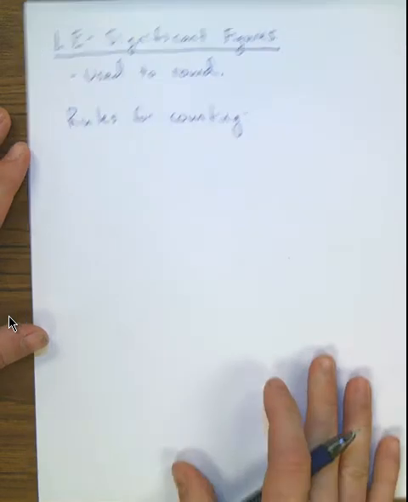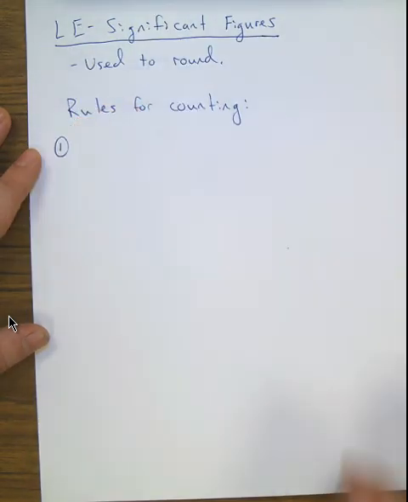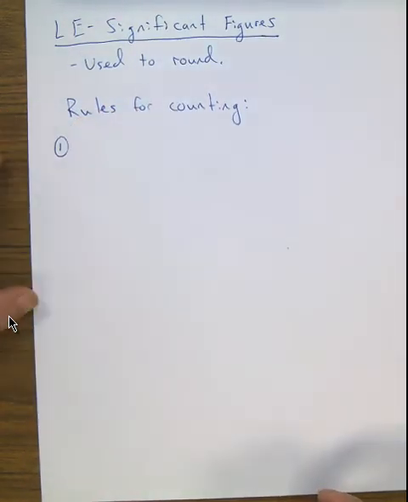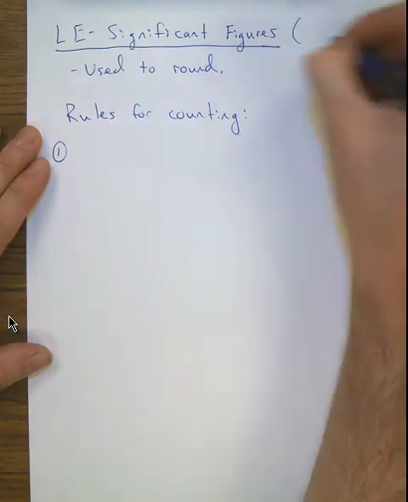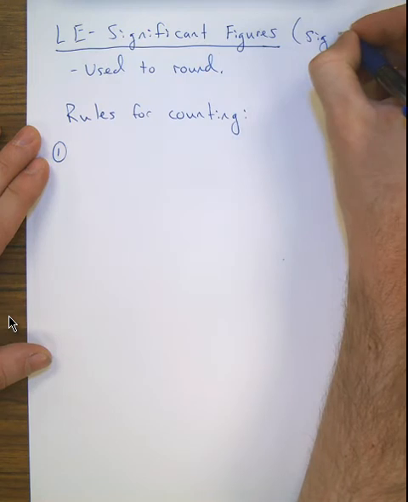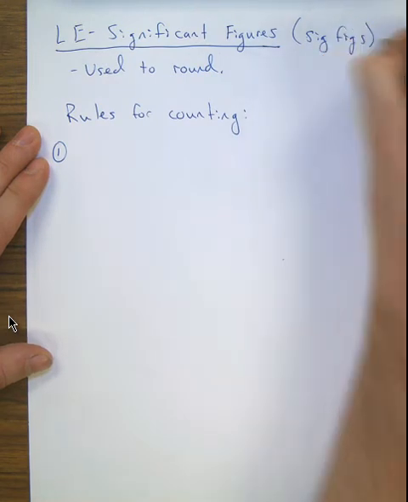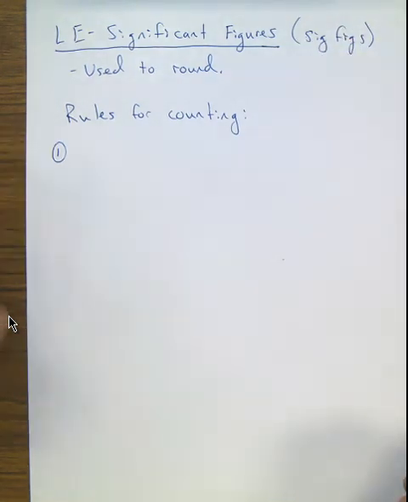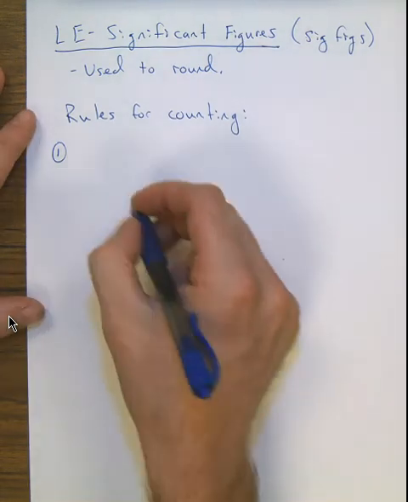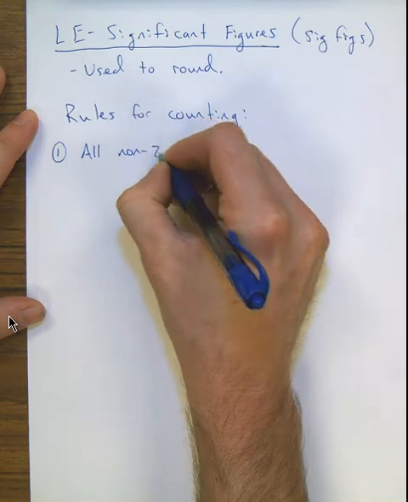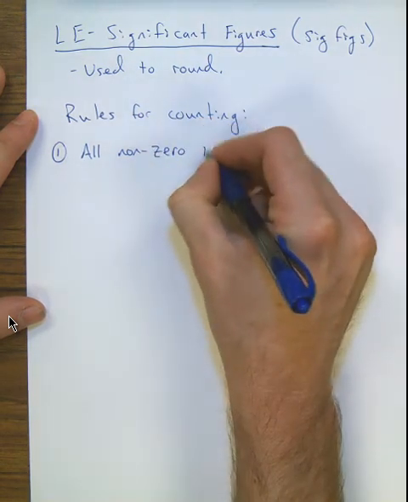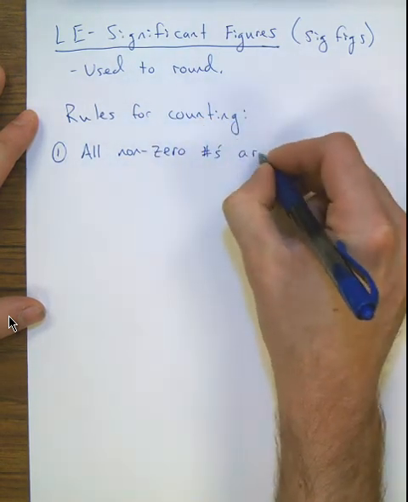So rule number 1 is that we have to understand that anything that's not a 0 in a number is always going to be counted as a significant figure. We often use the word sig figs, and I'll write this next to the title of the lecture, as shorthand for saying significant figures. So you'll hear me use the word sig figs instead of significant figures. So rule number 1 is that all non-zero numbers are significant.